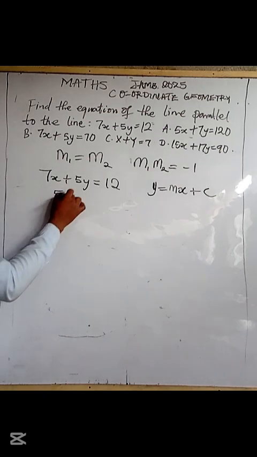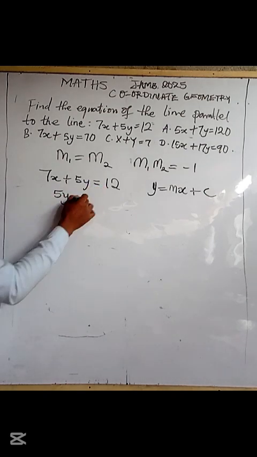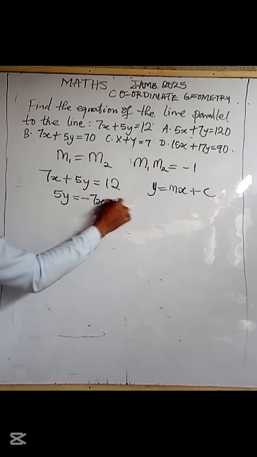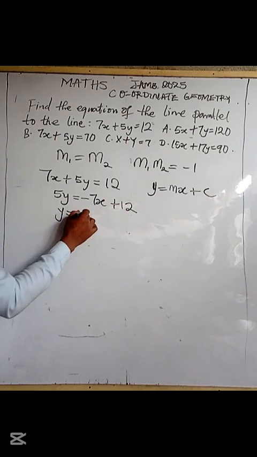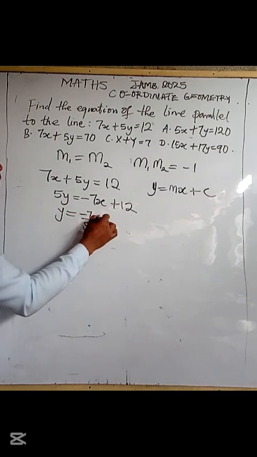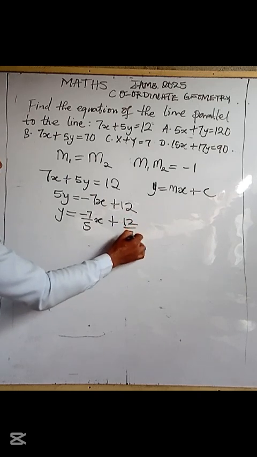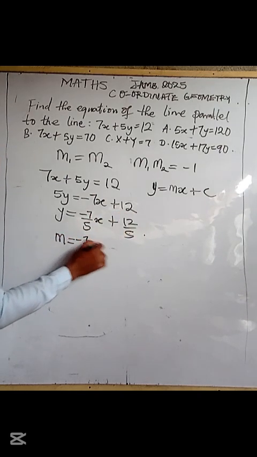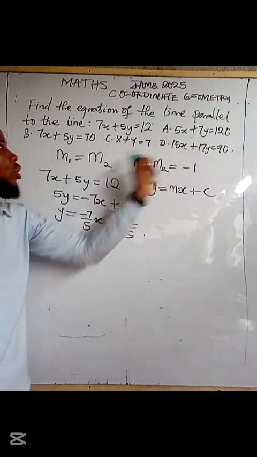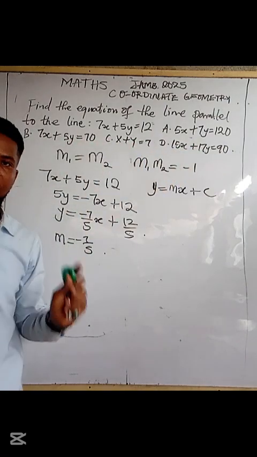So we have 5y equal to, this one will cross over, that will be minus 7x plus 12. Divide through by 5. That will give you what? Minus 7 over 5 x plus what? 12 over 5. So my slope here is what? Minus 7 over 5. Now, look at these options. Which of them have the same slope as minus 7 over 5?